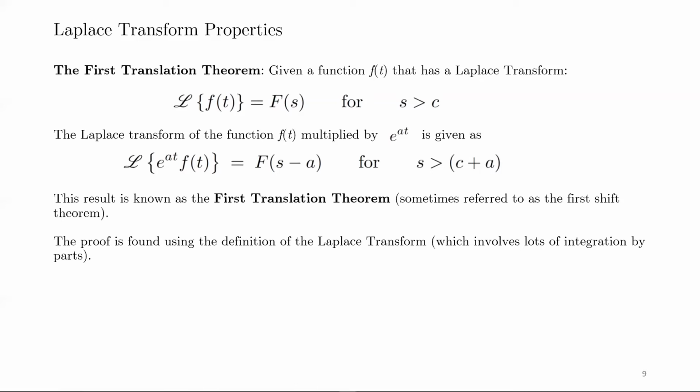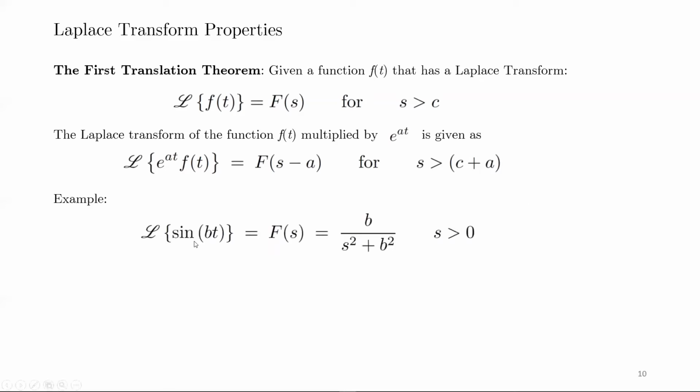So what I'd really like to do is just show you an example of how this works with real functions. Okay, so we're going to take the function sine of bt, where b is some constant here. If I take the Laplace transform of sine of bt, which is equal to my transform function F of s, well, from the previous class we recall that this was equal to b over s squared plus b squared for s greater than 0. Okay, so this is just revision from the last class.